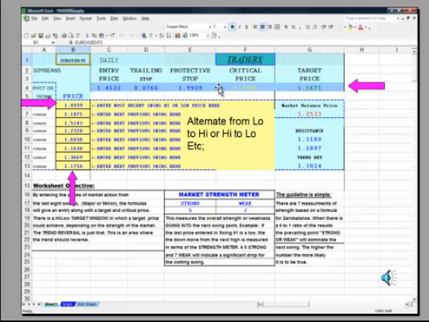Okay, so you have the entry price, and you have a trailing stop, and you have a protective stop, and you have a critical price. This little number right here is very important. It's something to watch, and I'll explain that a little bit later. And this being the target price.